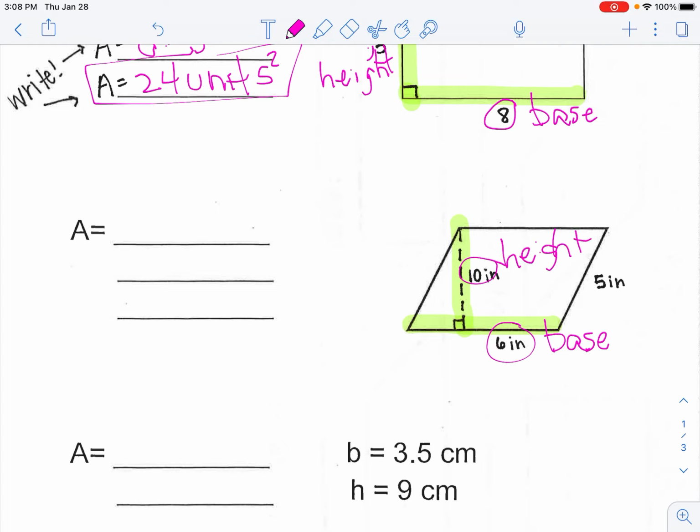So over here, we're going to put our formula, area equals base times height. We're going to substitute 6 for the base and 10 for the height. So 6 times 10 is 60. Now this one does give a unit of measure, it's inches, so we're going to call that 60 inches squared.